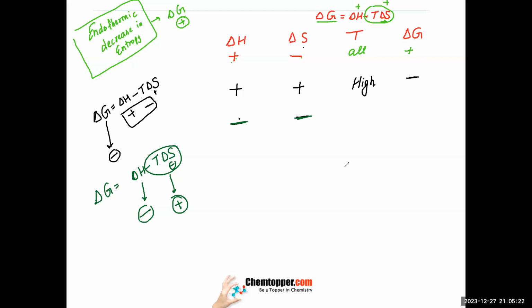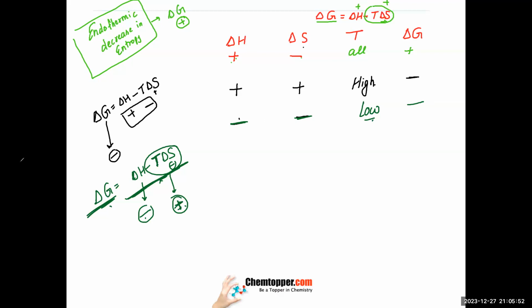Atharva, so this is low temperature. Because if you keep this temperature low, this positive value will become smaller, this is mathematics. Aim is to make this delta G negative. So if I keep temperature low, then this complete positive value will be lesser than delta H. So at low temperature, this process is spontaneous.